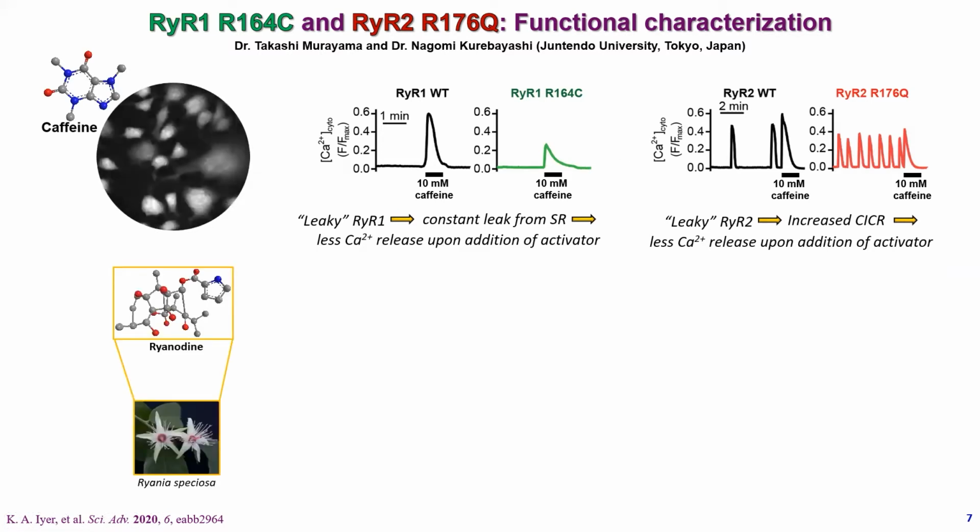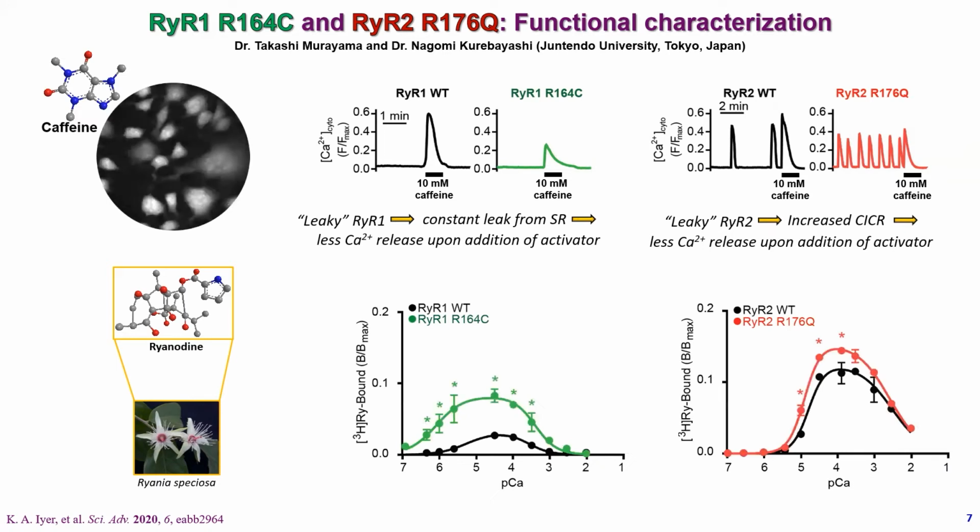Ryanodine is an alkaloid that's isolated from the plant Ryania speciosa, and it's unique because it binds to open channels. And ryanodine binding is used as an indicator of channel activity. For both mutant RyR1 and RyR2, the ryanodine binding was increased as compared to their wild type counterparts. Specifically for the RyR1 mutant, at very low concentrations, the binding was increased with respect to wild type.